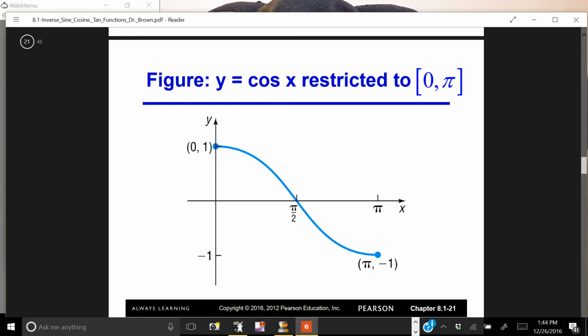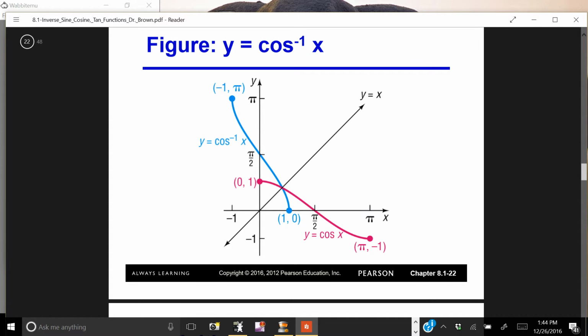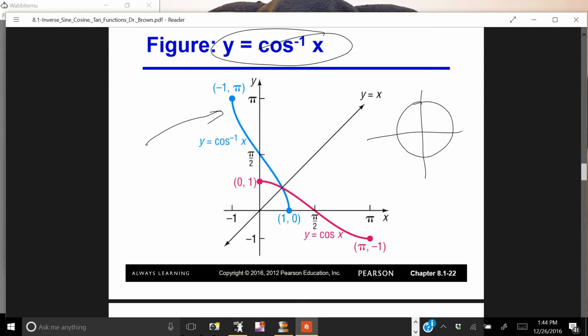Doing this restriction, this would become y, and this would become x, and flip the axis. And now we have the blue function here, which will be our inverse cosine function. So now in the unit circle, for instance, we would go between 0 and pi and look at values on the unit circle between 0 and pi and ignore the values down here.